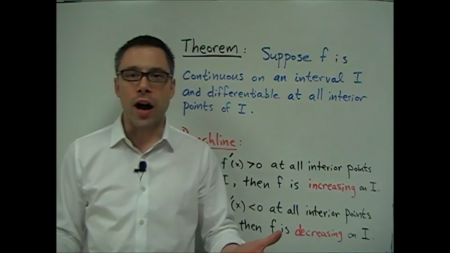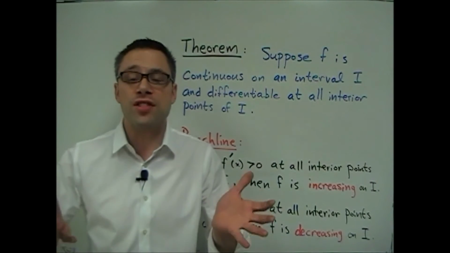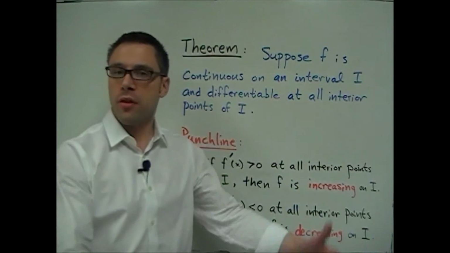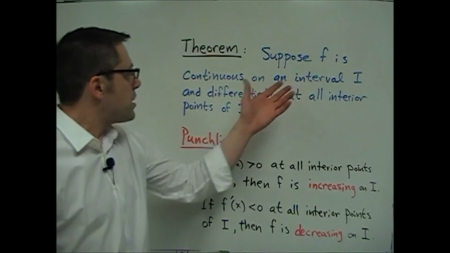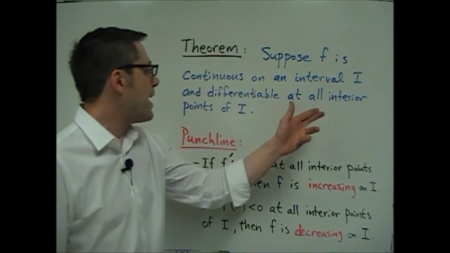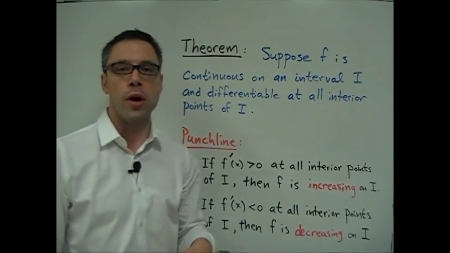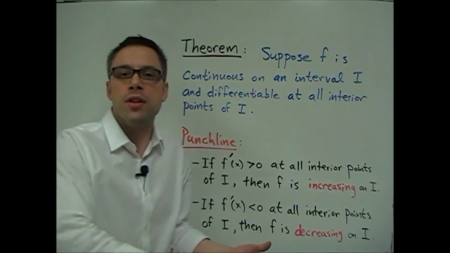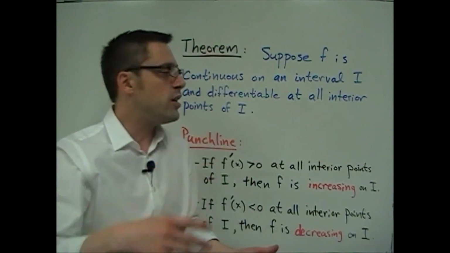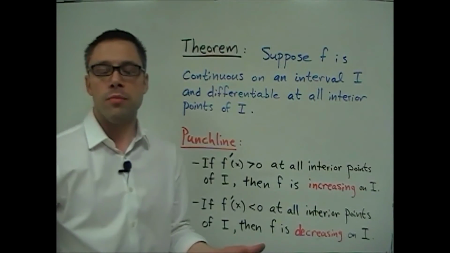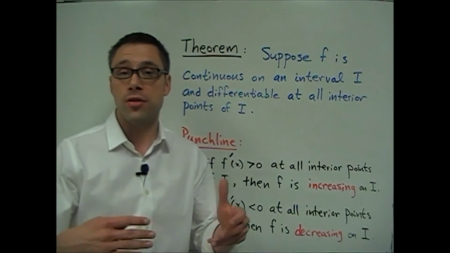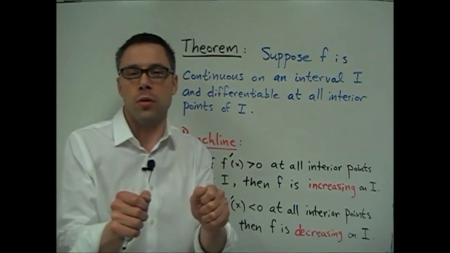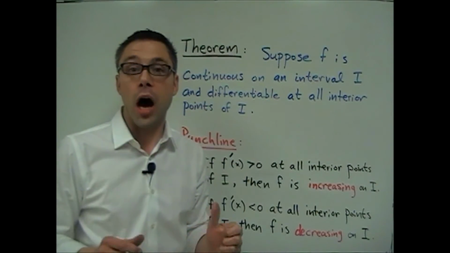So now let's summarize what we just came up with. We saw this on a picture. So here's the theorem. Okay, this sort of summarizes everything. Suppose f is continuous on an interval I and differentiable at all interior points of I. Well, all that means is, we saw that from the picture. Continuous, right, we know what the definition of continuous means. Differentiable means, again, that there are no corner points or sudden jumps. And interior means the open interval that's inside of I.